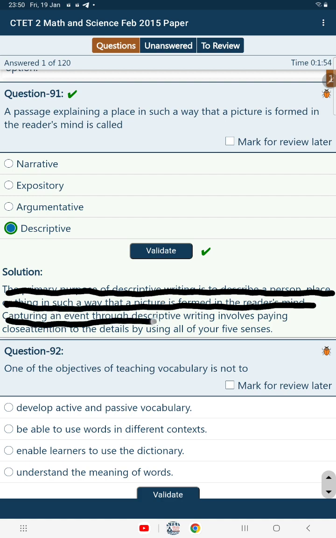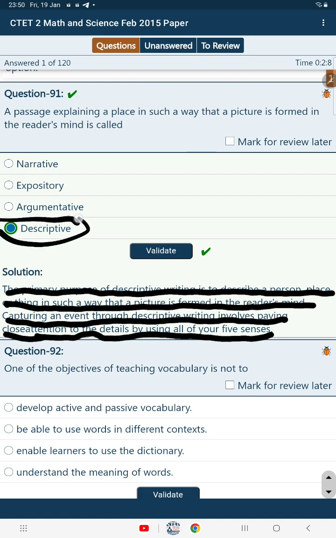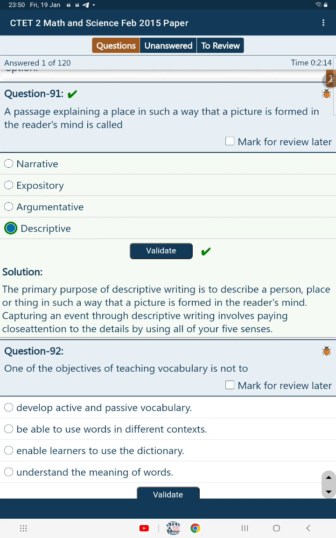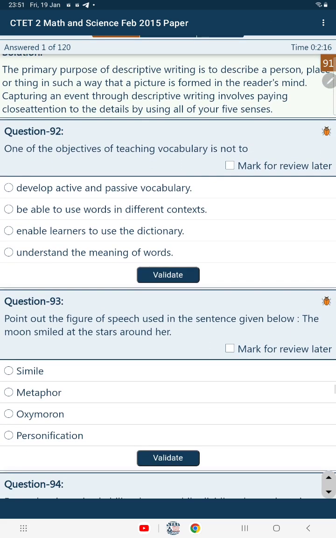Capturing an event through descriptive writing involves close attention to detail by using all your five senses. So this will be descriptive, a passage explaining a place in such a way that a picture is formed in the mind of the reader. Next question, you see, 92.